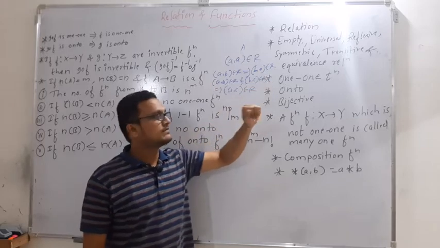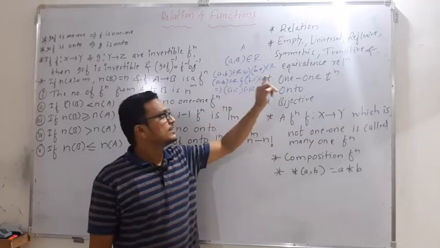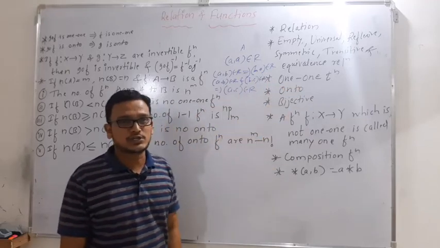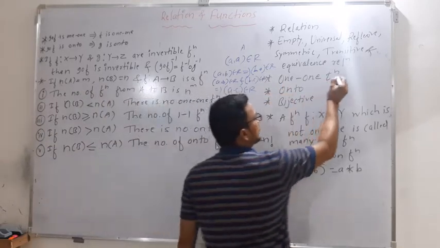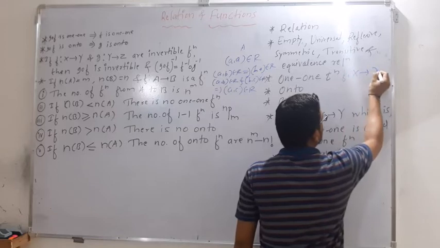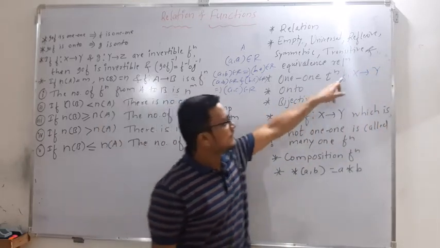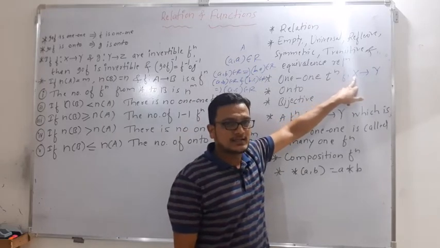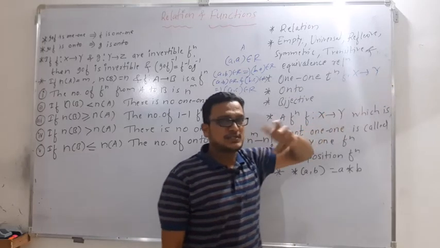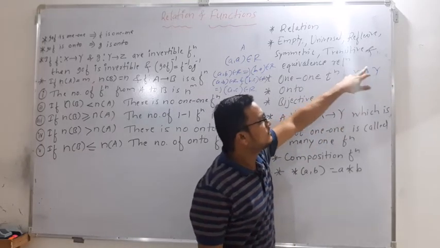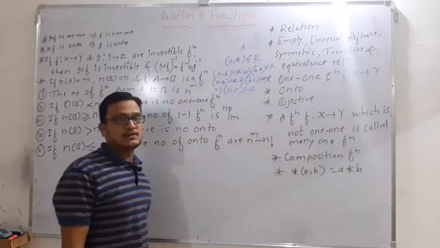After that, the next part is functions. In the functions part, we have two major definitions, one-one function and onto function. What is a one-one function? Suppose we have a function f from X to Y. Then f is called one-one when every element of the domain X has a unique image in the codomain Y. Then that function is called a one-one function.